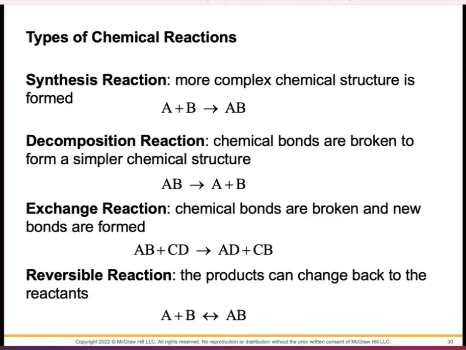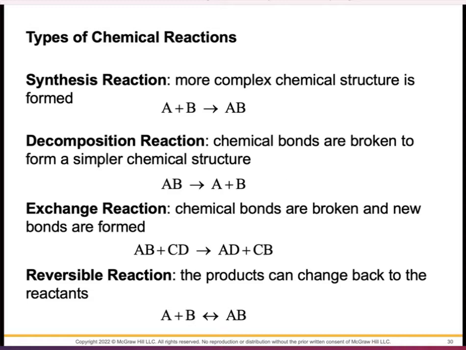The next one is the decomposition reaction. This is also a chemical reaction, but this one is going to break down or decompose something larger into its constituent parts, okay? So the general equation for a decomposition reaction is AB, a larger molecule, broken down into two individual constituents. So you have AB yields A plus B.